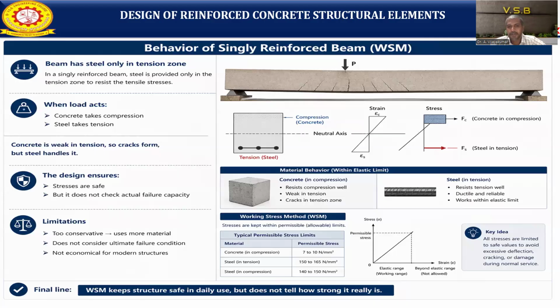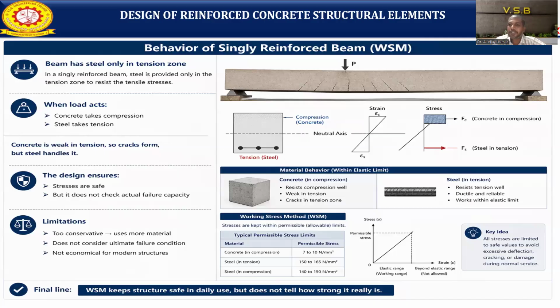What does the working stress method say? We need to check everything within the permissible limit, concrete as well as steel. So the working stress method behaves within the elastic limit, that means it obeys Hooke's law. The key idea of this method is that all the stresses, concrete as well as steel stresses, are limited to safe values to avoid excess deflection, cracking or damage under normal service load.